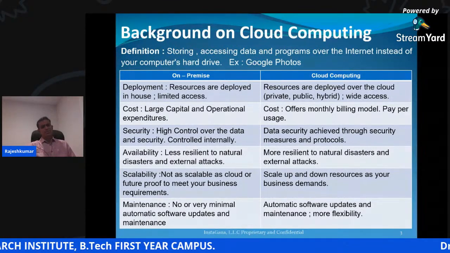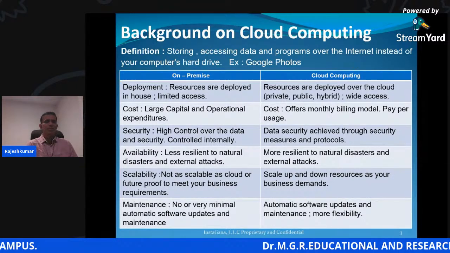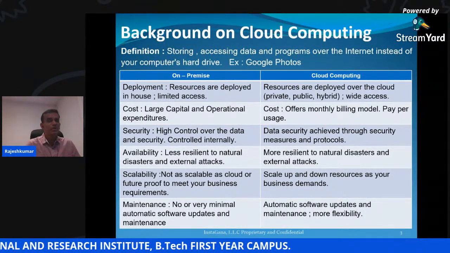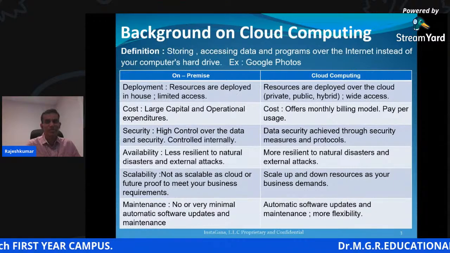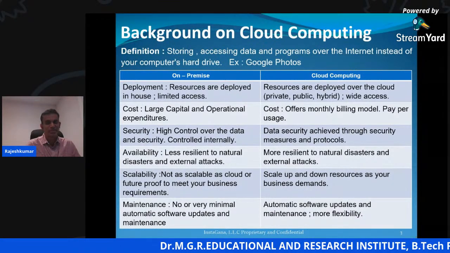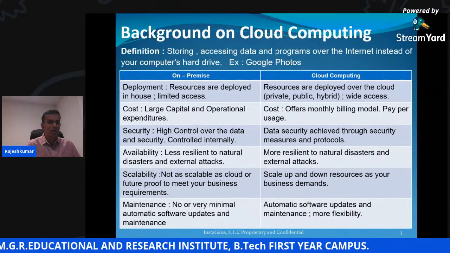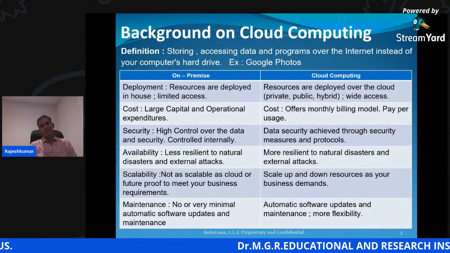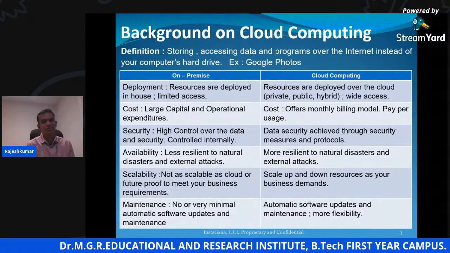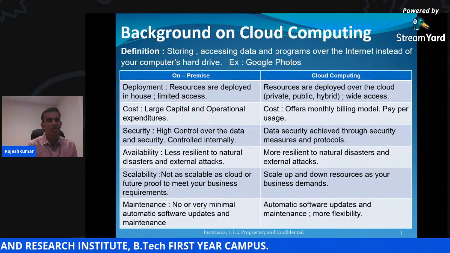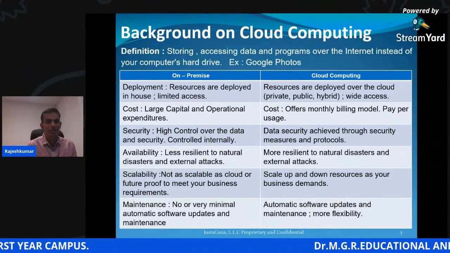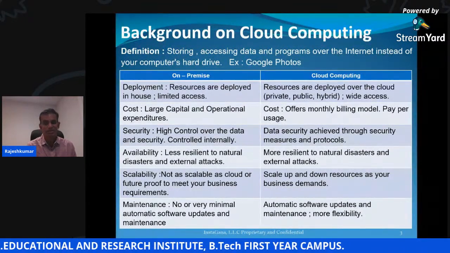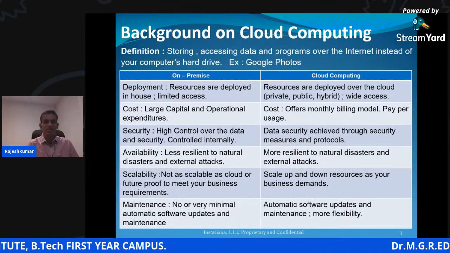The next one is about availability. Availability in the on-prem world is quite challenging because we are not sure when the demand for compute resources, data storage, and network bandwidth will increase. Predicting the demand and providing resources for the oncoming demand is challenging in the on-prem world. But in cloud computing, it is quite the opposite. It's always available, and it is resilient to natural disasters and external attacks.